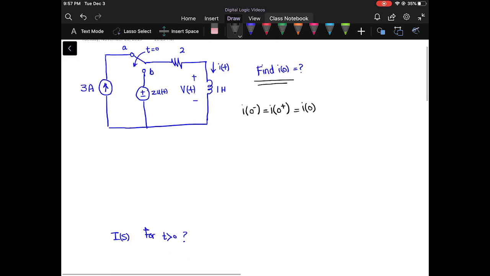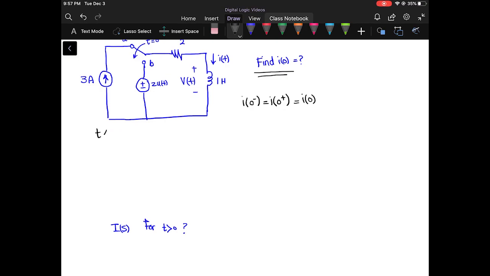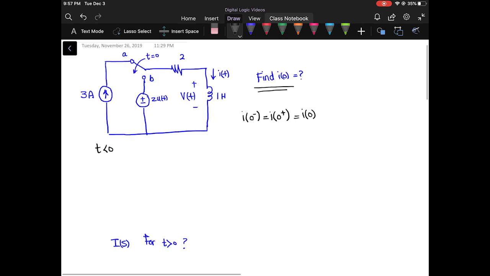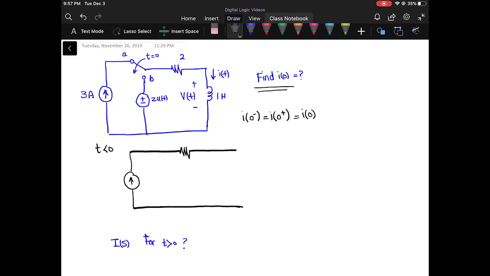So before time t equal to zero, let's see how our circuit looks. The switch has been at point A for a long time. Then we have the current source, and clearly the voltage source is out of the circuit because point B is not connected to anywhere. Now, what will the inductor be before time t equal to zero? The switch has been at point A for a long time, so it has reached the steady state. In steady state, the inductor acts as a short circuit.